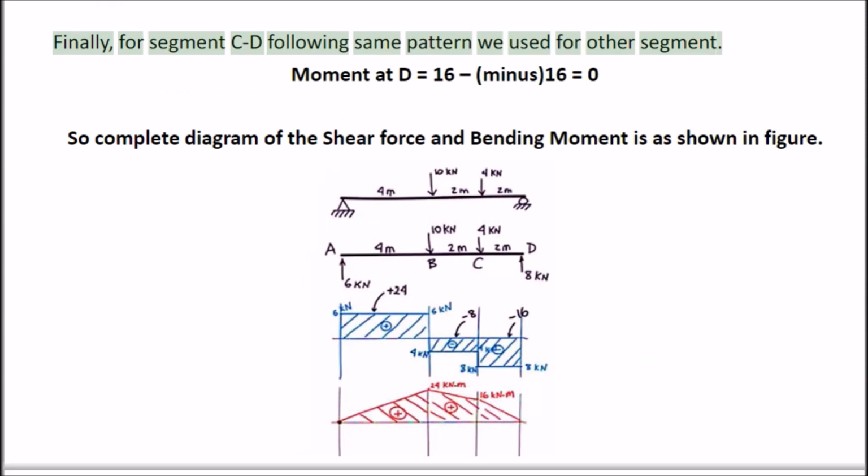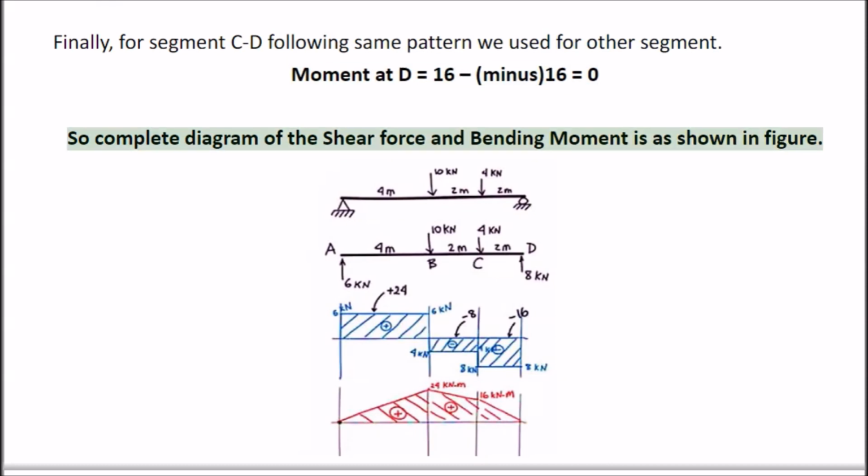Finally, for segment CD, we follow the same pattern we used for the other segments. Moment at D equals 16 minus 16 equals 0. So the complete diagram of the shear force and bending moment is as shown in the figure.